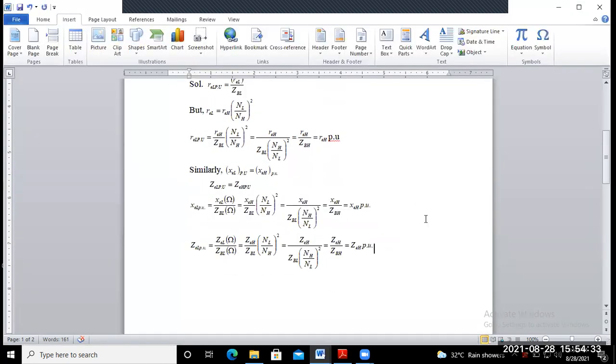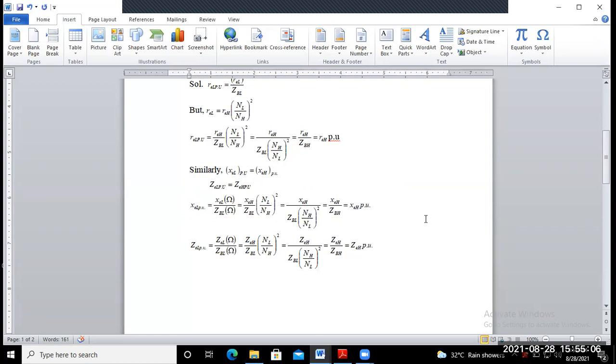That means all the parameters of the transformer, in a two winding transformer. Either you say primary side or secondary, or you say low voltage winding and high voltage winding, the parameters are equal in per unit. Okay, not in the actual unit. That means both side parameters are not equal, but anywhere you convert the parameters in per unit.